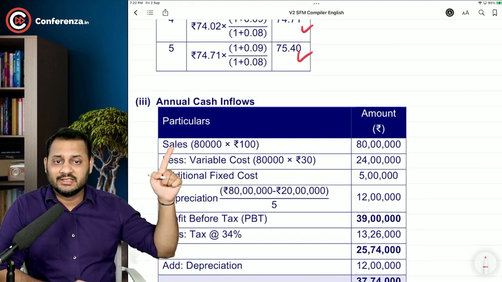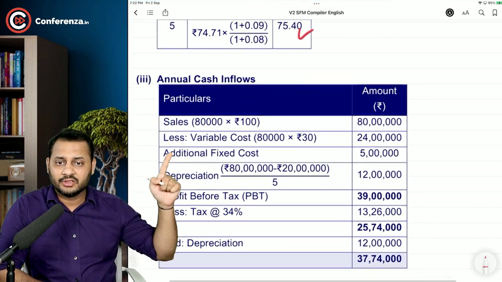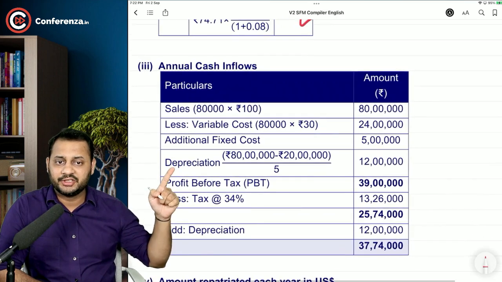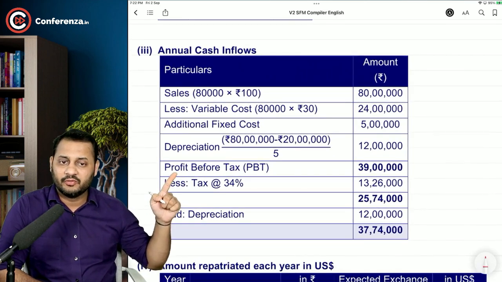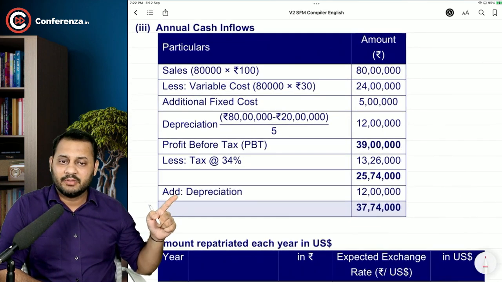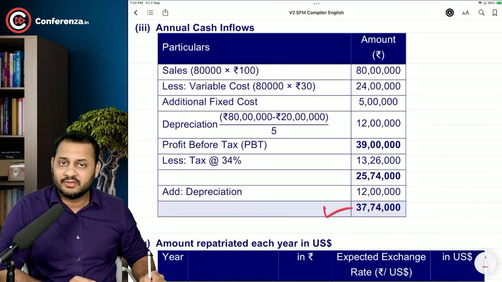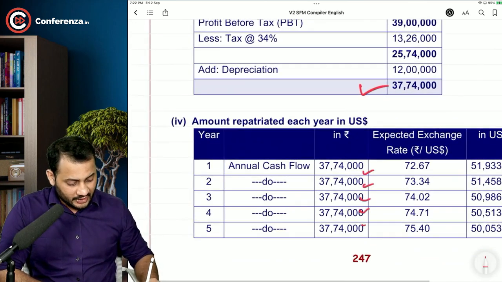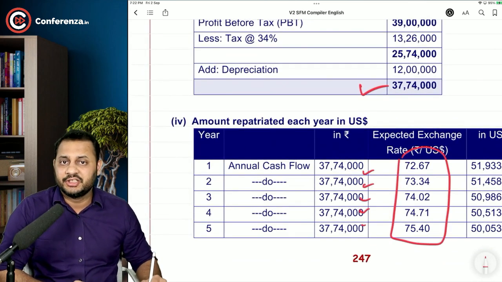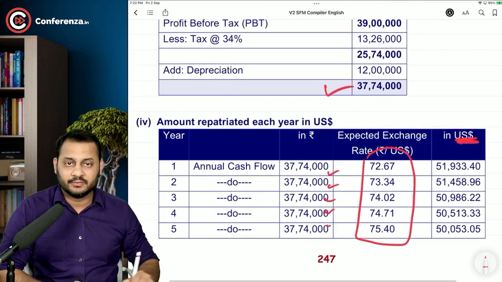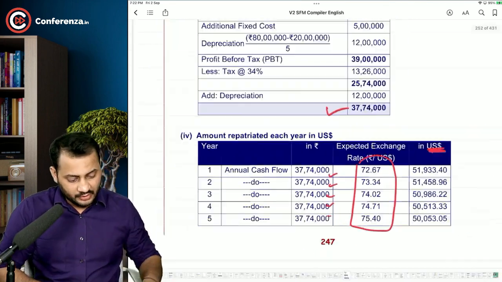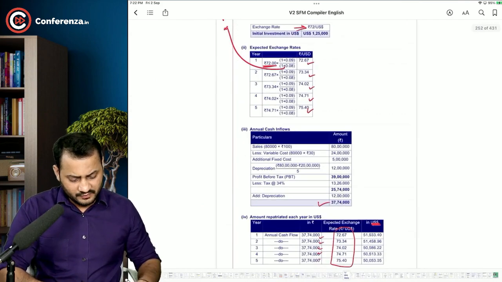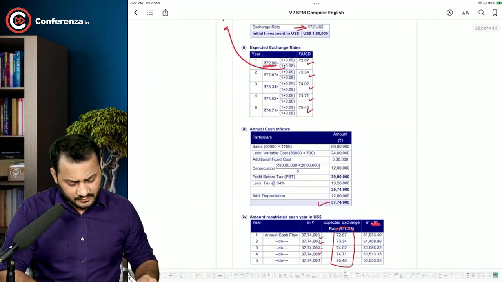Annual cash flow, sales, variable cost, additional fixed cost 5 lakh, depreciation 12 lakh. I told you, profit before tax, less taxes, add back depreciation, it comes to 37,74,000. Now this 37,74,000 each year will be written like this and will be converted at these exchange rates to dollars because it was in rupees. Now, last, it's that easy.